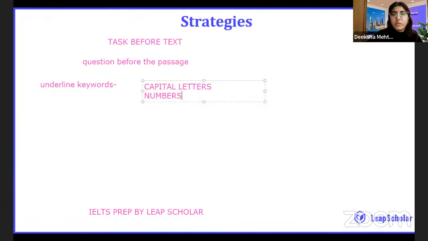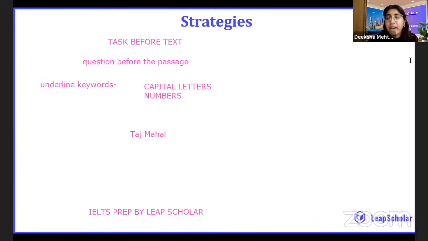Because think about it. If I show you a really long passage, and in that passage you have the name Taj Mahal, it'll pop out. It'll be easy to locate. Even from a distance, you'll be able to see Taj Mahal because the T is capital, the M is capital, so it's easier to locate. That is why you should underline these words. Perfect. Underline keywords, scan for them, and find your answer, detailed reading after that.